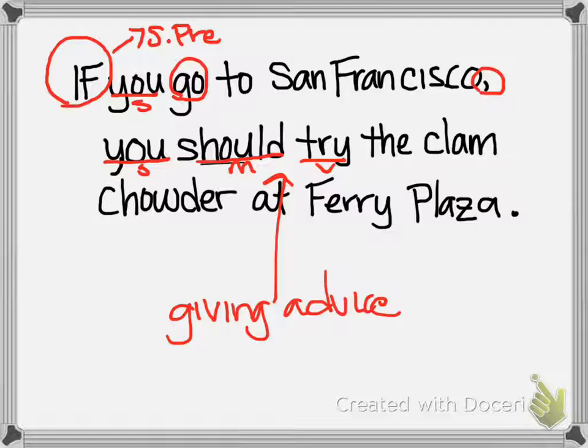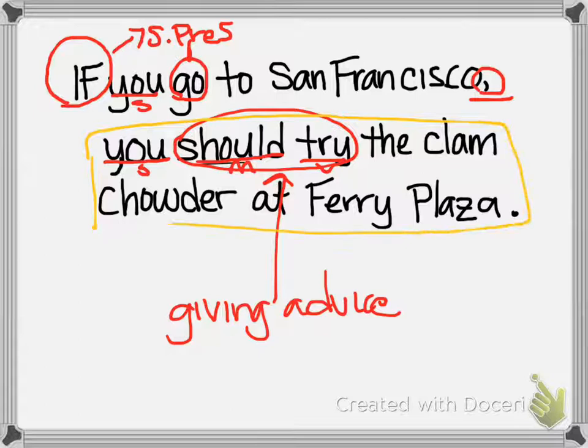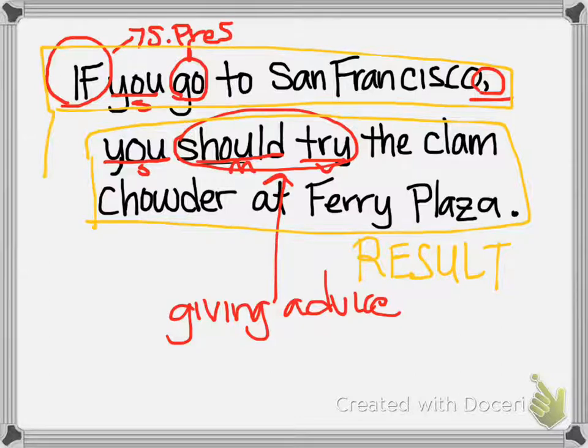So let's take a look at this sentence. We have our if clause, which is using simple present. So if you go to San Francisco, and then we have our comma, you should try the clam chowder. So here we've got a modal plus base verb, and we're giving advice. So this is our result clause. And this is our if clause.